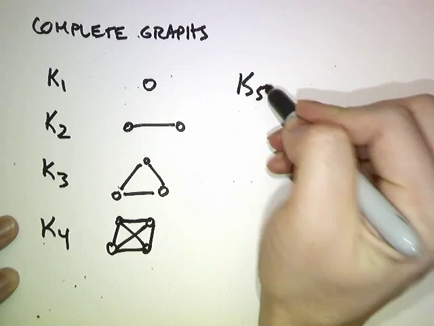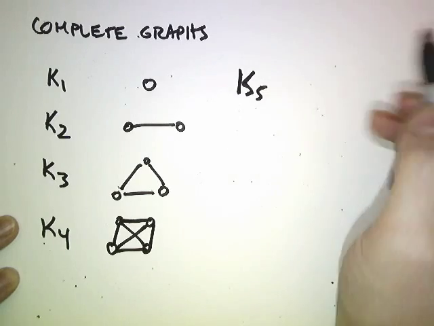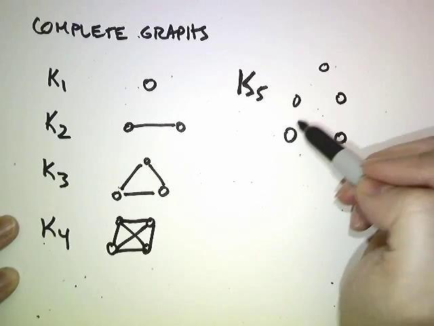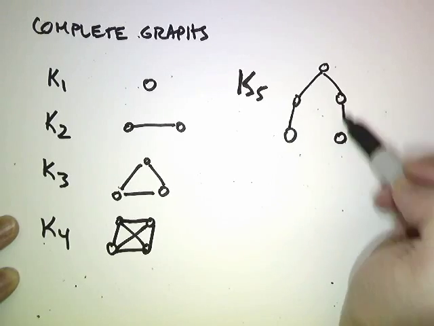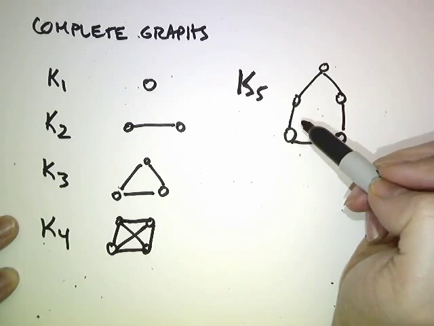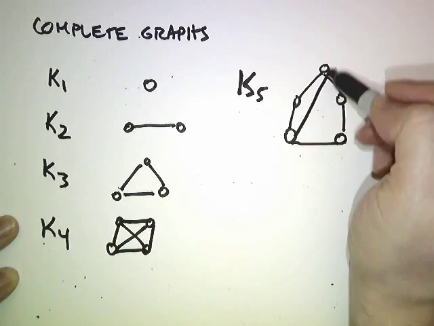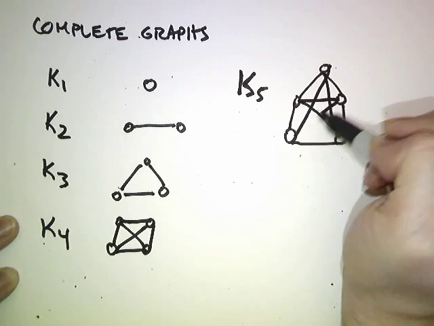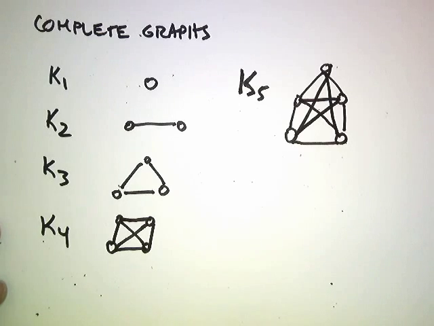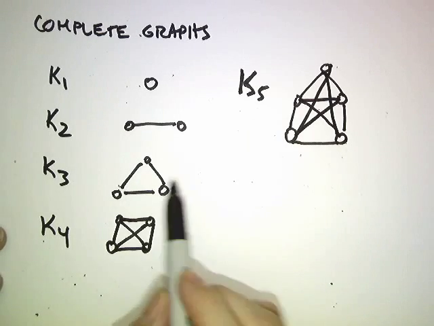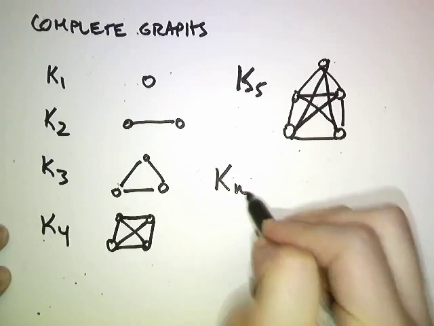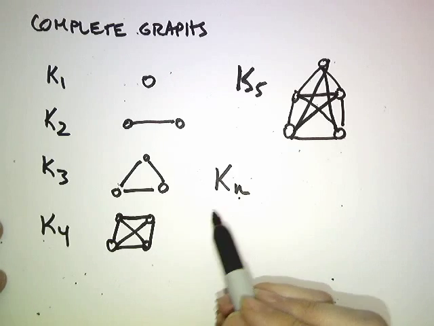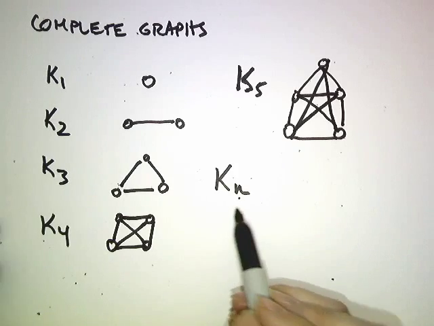K5 has 5 vertices and a bunch of edges. So I'm going to take all of them. So in the complete graph, if I have Kn, that means there are n vertices, and I've chosen every single edge that could be present among those n vertices. Those are called the complete graphs.